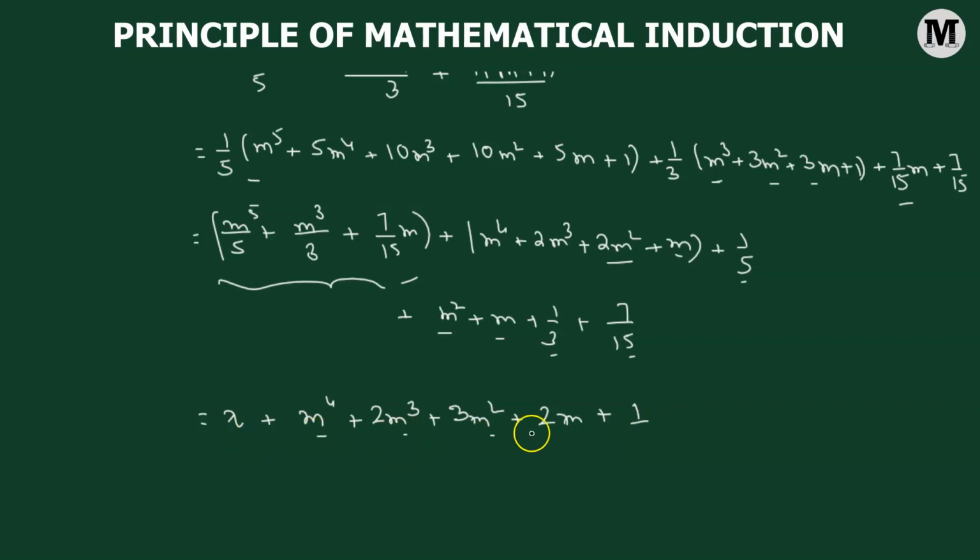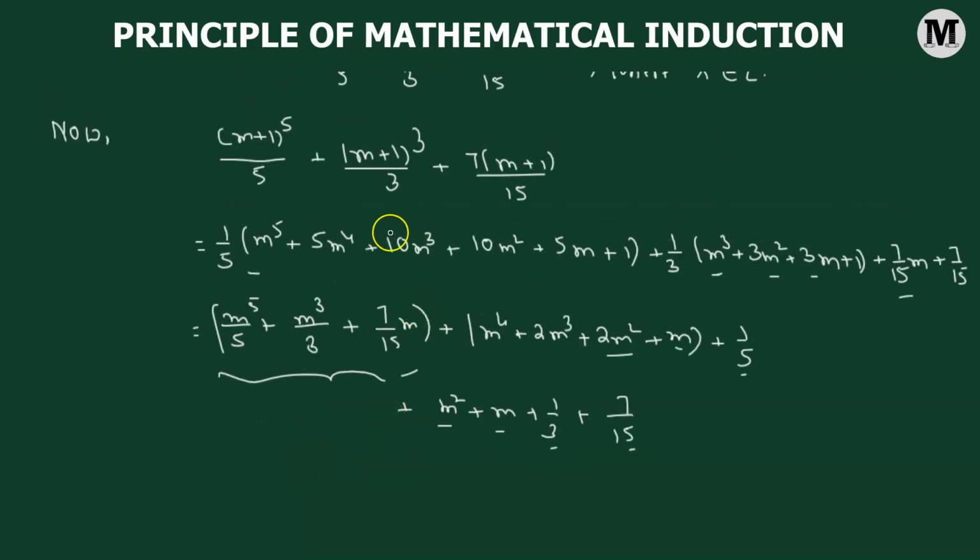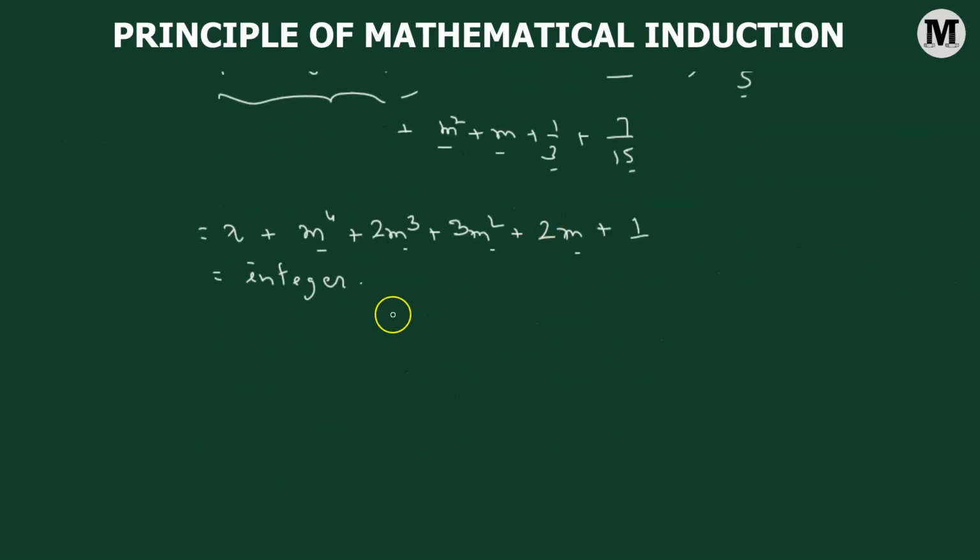Now, m is a natural number, 1 is a natural number, and lambda is an integer. So the sum of all these terms is going to be some integer. We don't have to worry about the value, but we know that it's definitely going to be an integer. So we have successfully shown that this expression is indeed an integer. That means we are saying here that the statement p of m plus 1 is a true statement.